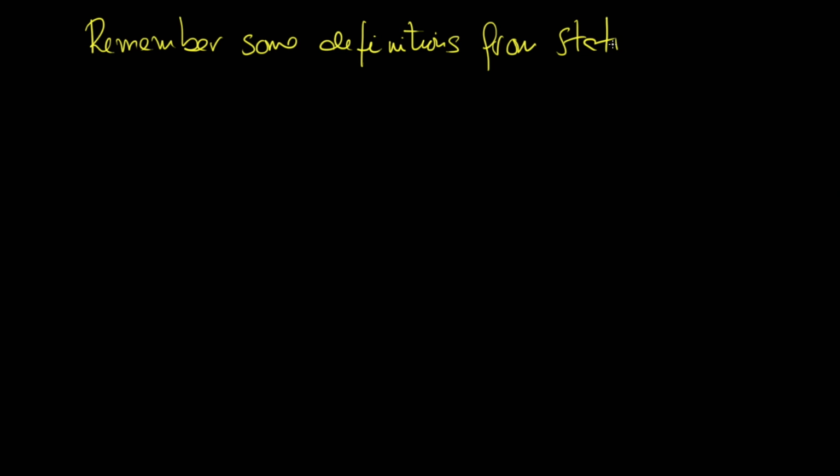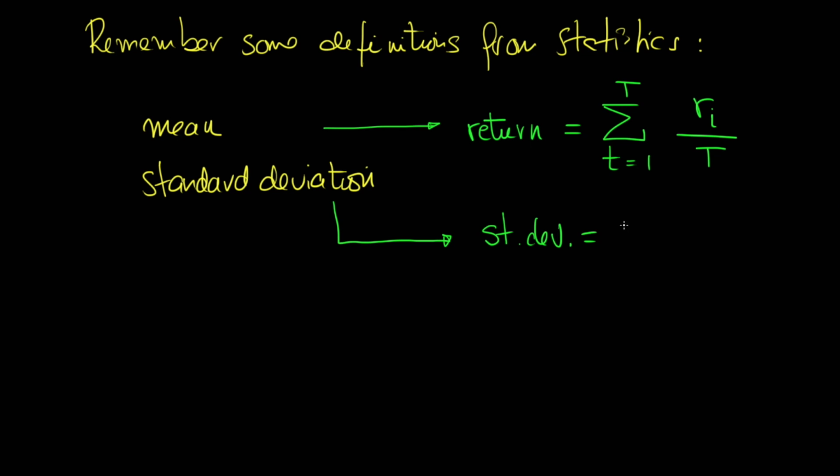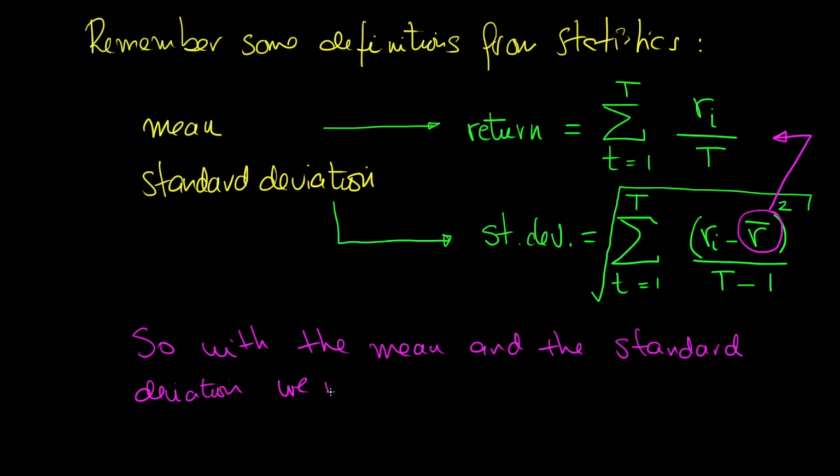Before, we need to remember some definitions from statistics. Two main definitions are the mean and the standard deviation. The mean of the returns is the sum from 1 to t of all the returns divided by the number of observations, and the standard deviation is the formula associated with the returns' deviation from the mean, in square root. So with the mean and the standard deviation, we are able to calculate the value at risk with different methodologies.